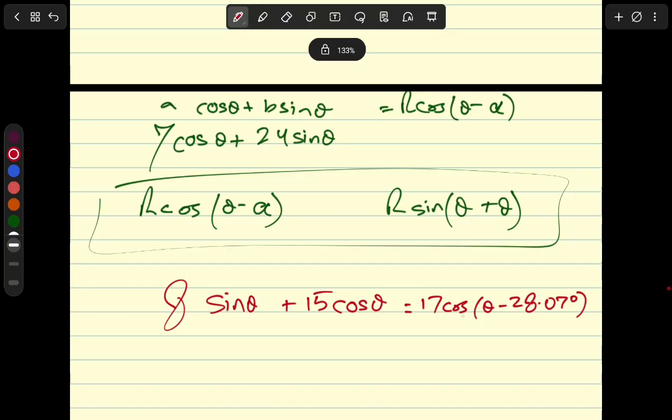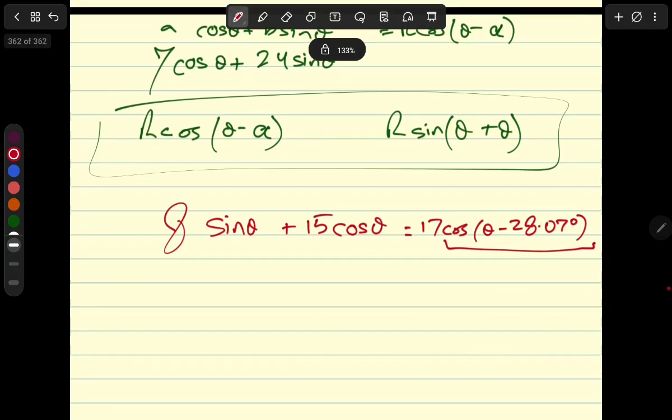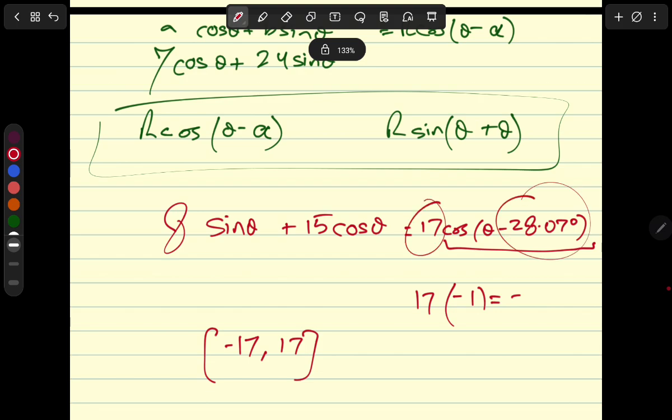Of course, you know that cosine for some value of theta is going to take a value 1, and 1 times 17 is going to give you the maximum value, and hence the minimum value is also going to be negative 1 times 17. So the range is going to be between negative 17 and 17. The amplitude now is 17. Now, because this is just a phase shift of 28.07 degrees to the right, you know this transformation from functions.